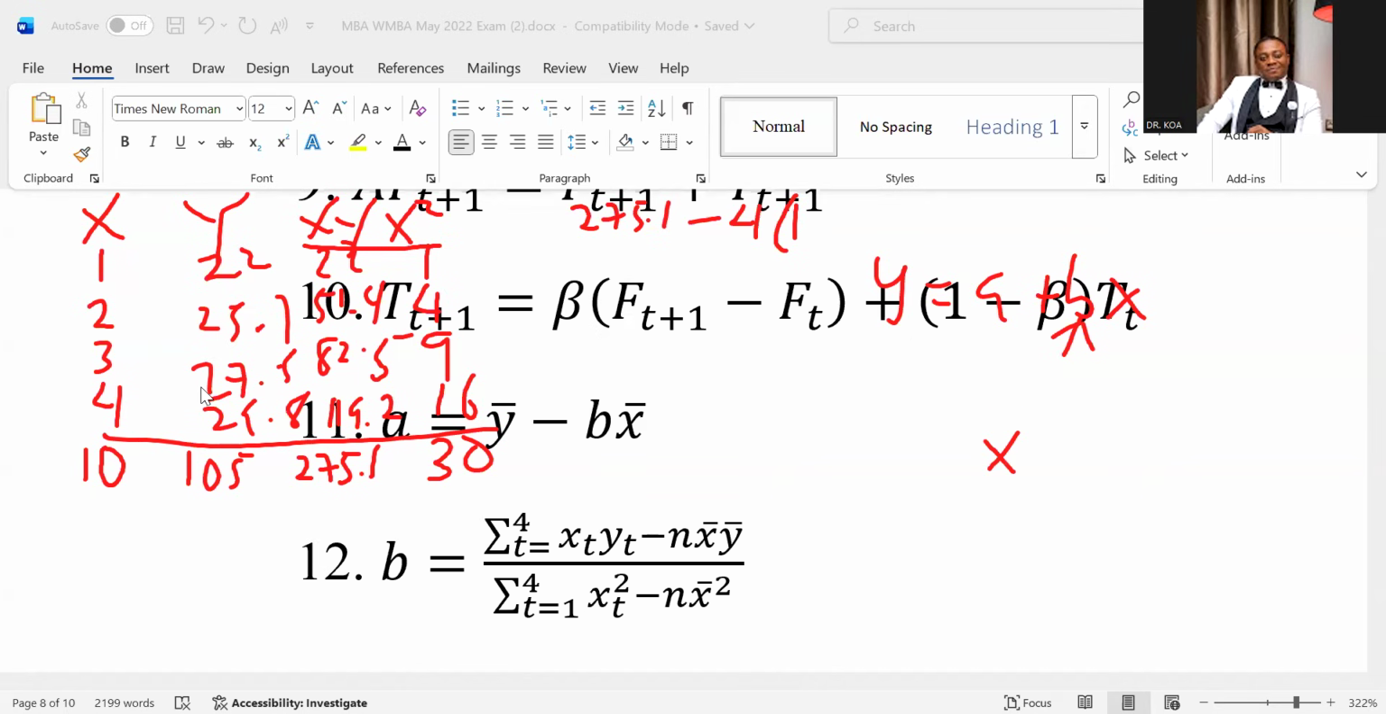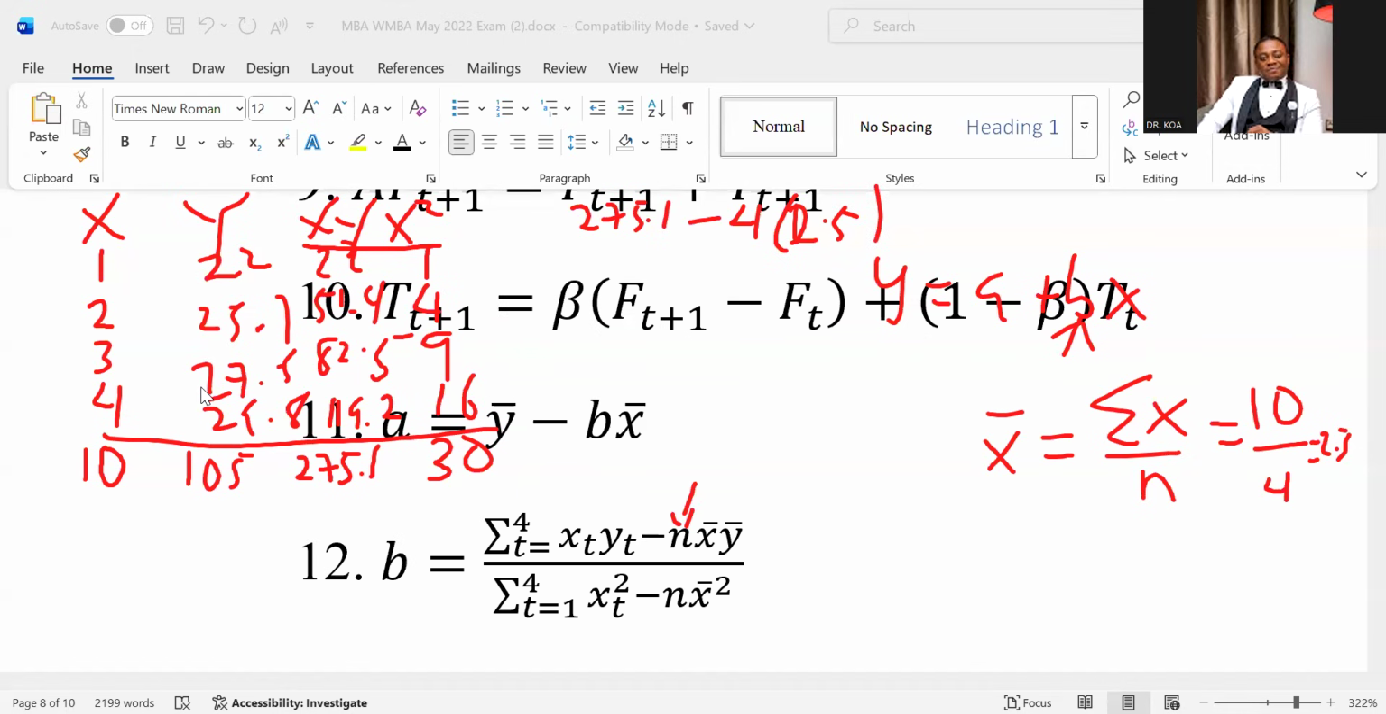So x bar is also there. X bar is equal to the sum of the x divided by the sample size. Write it down if you don't know. That is x bar. X bar means the average. And so we know that the sum is 10, and then the sample size is 4. So it becomes 10 by 4, which is 2.5. So what you are going to write here is 2.5. That is for the n that you see.